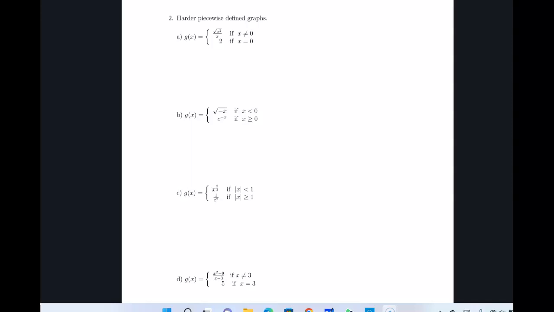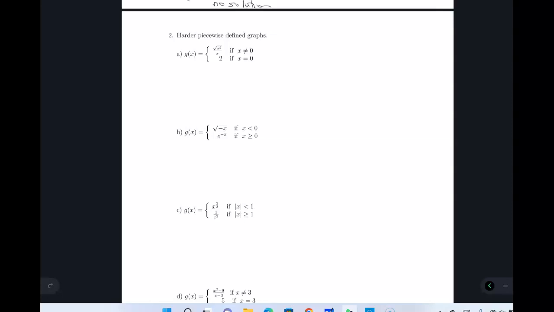So piecewise defined functions are going to be an important part as we move into the next section. So let's practice some more. What do we know about the square root of x squared? We know that means the absolute value of x. So if I was to break this up into two functions, this would be absolute value of x over x. We know what that graph is.